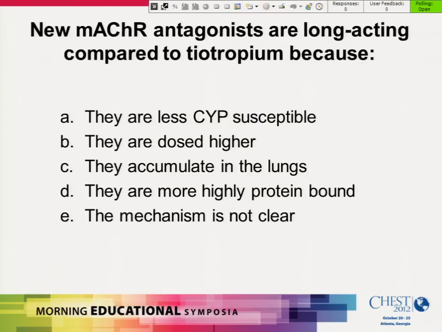So the first question is, new antimuscarinic antagonists are long-lasting or long-acting compared to tiotropium because they are less susceptible, they are dosed higher, they accumulate in the lungs, they are more highly protein-bound, or the mechanism is not clear.